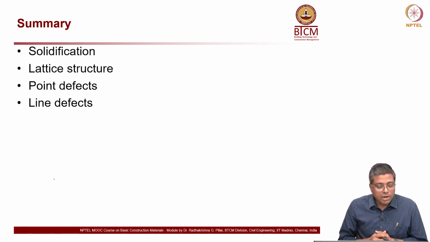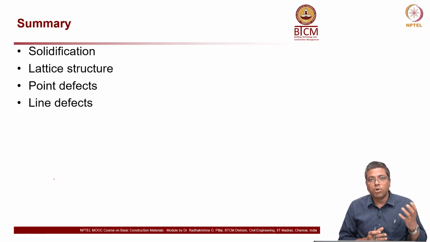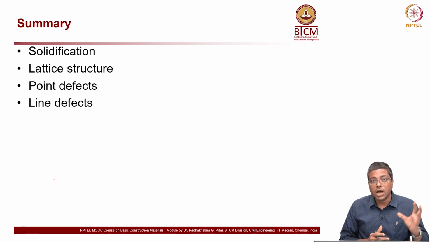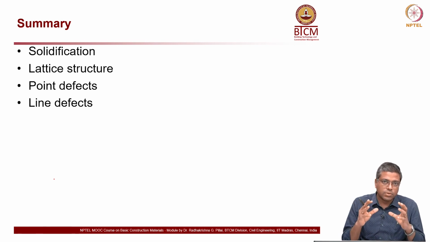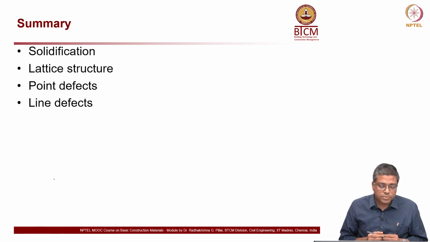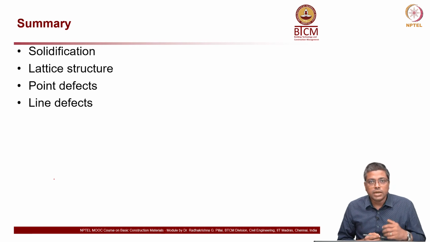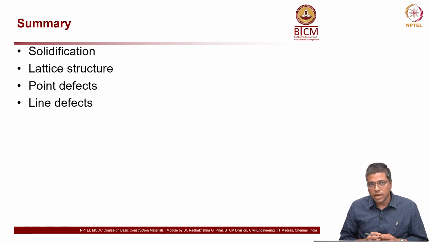Okay. And to summarize, in today's lecture we talked about the solidification process of metals from the molten stage to the solid stage, and then how the grain structures are formed, and the possible difference between the grain structure near the surface and inside. And then we talked about different types of lattice structures and some key parameters defining them, and then talked about point defects and line defects.